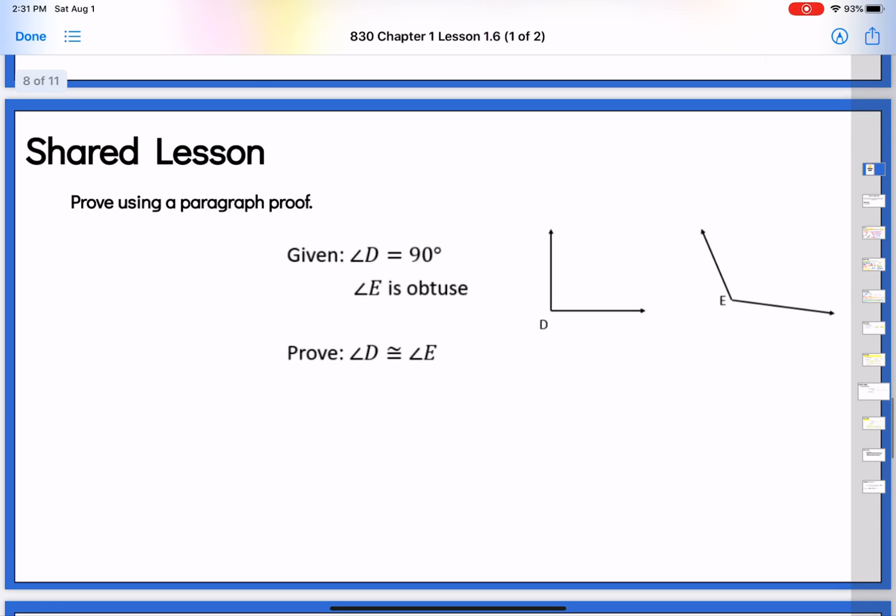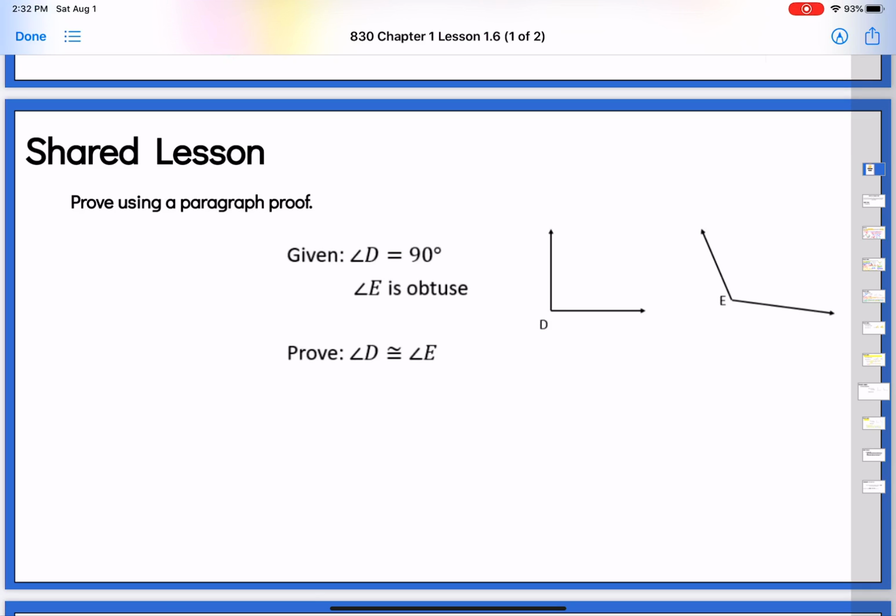All right. Using a paragraph proof. Angle D is 90 degrees. Angle E is obtuse. Prove that angle D is congruent to angle E. Hopefully some warning flags are jumping out at you, but remember, we have to prove what we're thinking in a paragraph. So take a shot at this one.